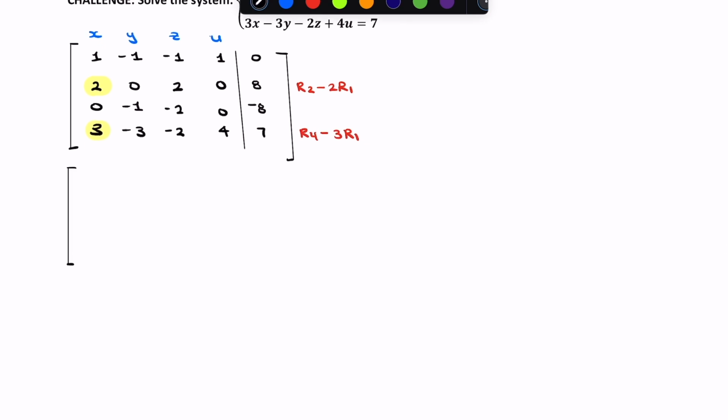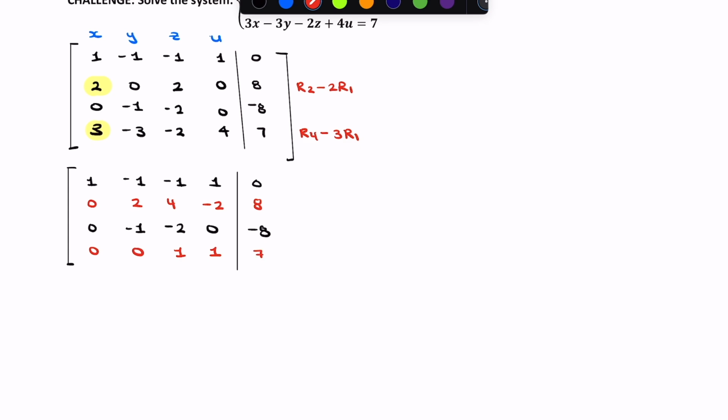Okay, so our new matrices will look like this. So we have 1, -1, -1, 1, and 0 for our first row. Our second row, now we have 0, 2, 4, -2, and 8. Third row didn't change, so 0, -1, -2, 0, and -8. Then our last row, now we have as 0, 0, 1, 1, and 7.